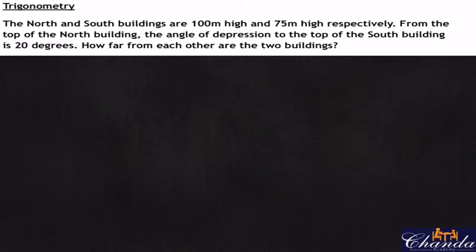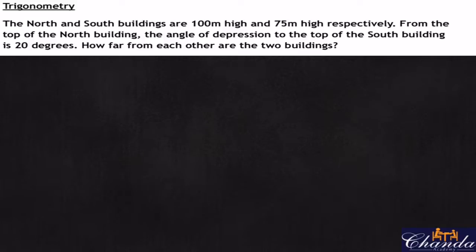So let's have a look at the very first question. It says the north and south buildings are 100 meters high and 75 meters high respectively. From the top of the north building, the angle of depression to the top of the south building is 20 degrees. How far from each other are the two buildings? Okay, it is absolutely vital, guys, that you draw this information out in order to be able to answer this question. So let's draw this out.